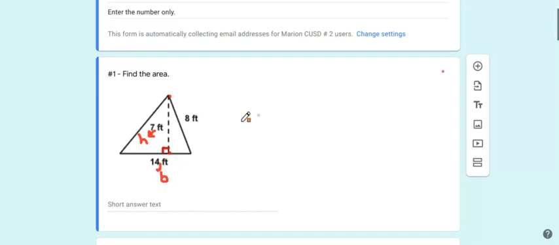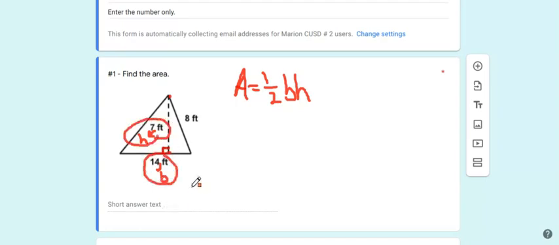Okay, so write down the area of a triangle formula. Area equals 1/2 times base times height. And let's plug in 7 for the height and 14 for the base to find the area of the triangle. So 1/2 times the base times the height. That'll give you the area of the triangle.